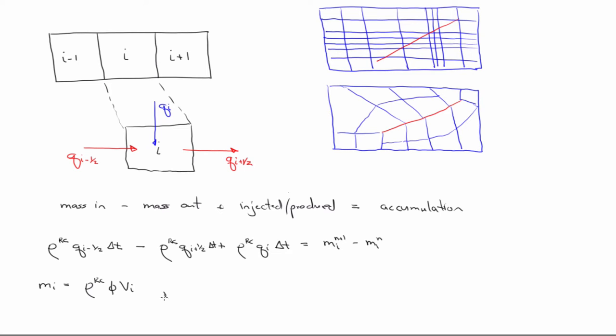We also have Darcy's law. So Q at I minus a half is going to be equal to K A over mu delta X. Let's do this.